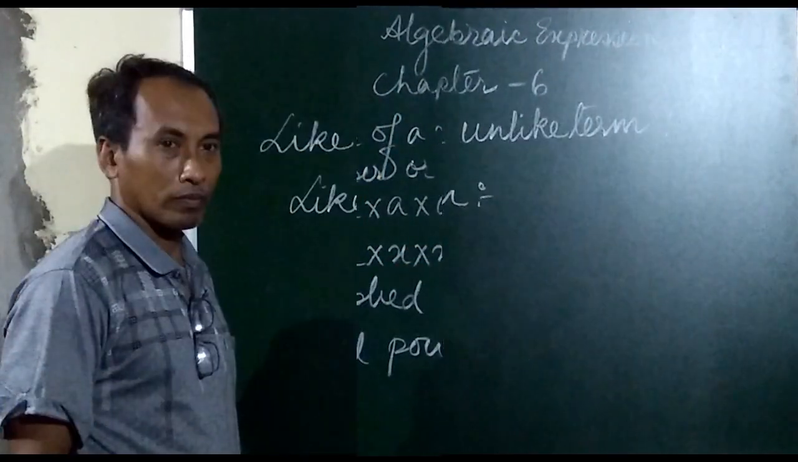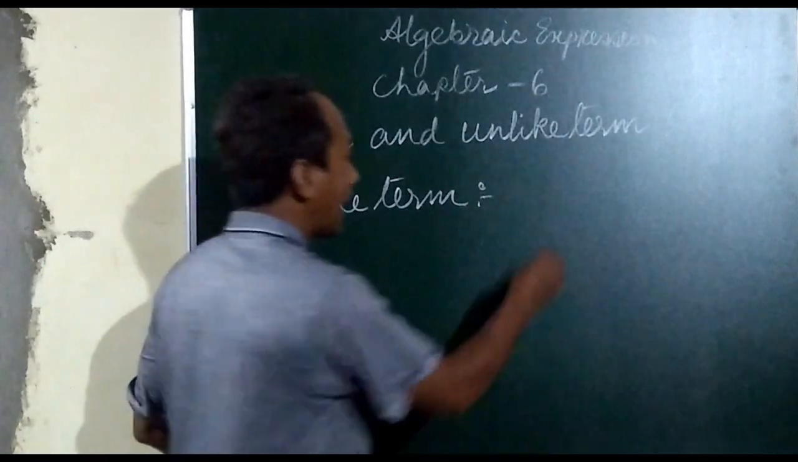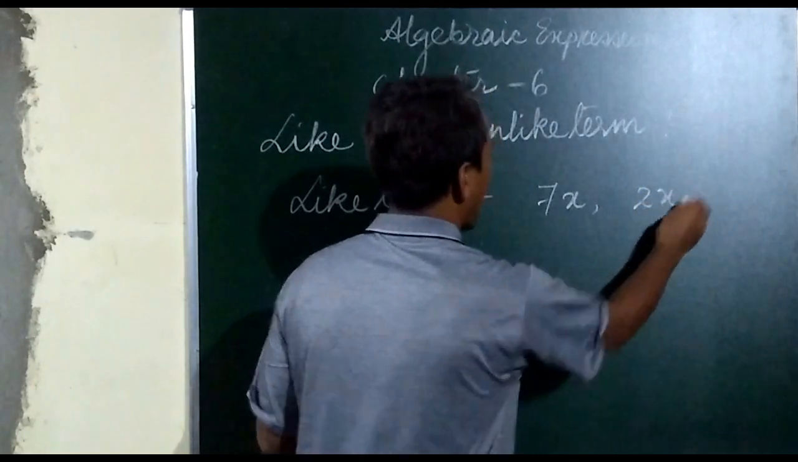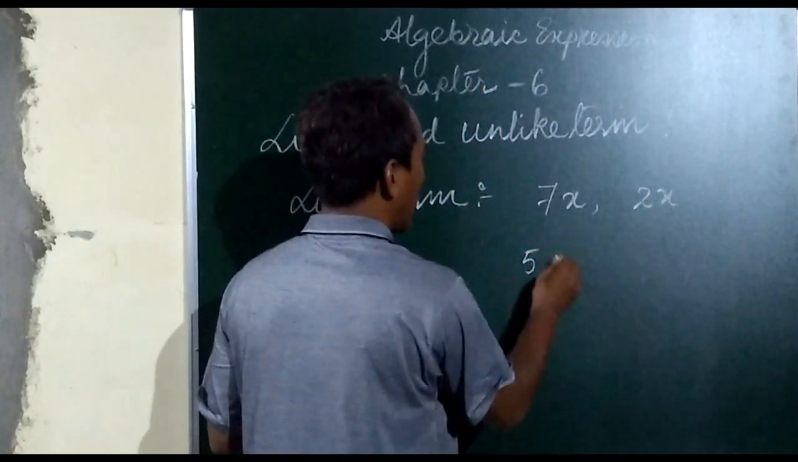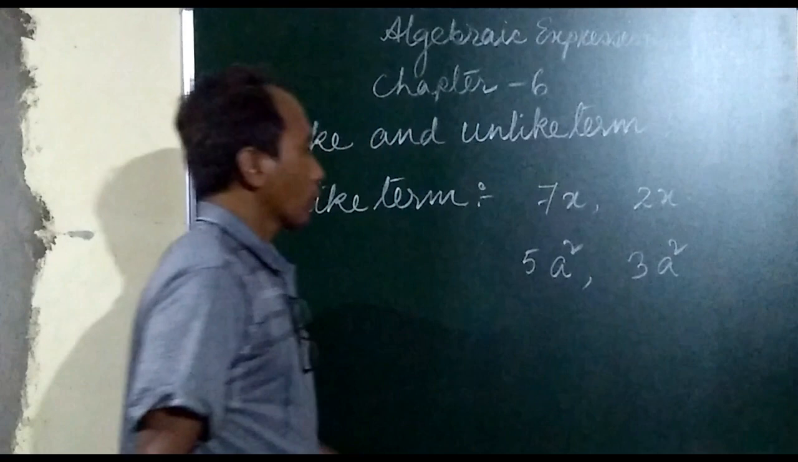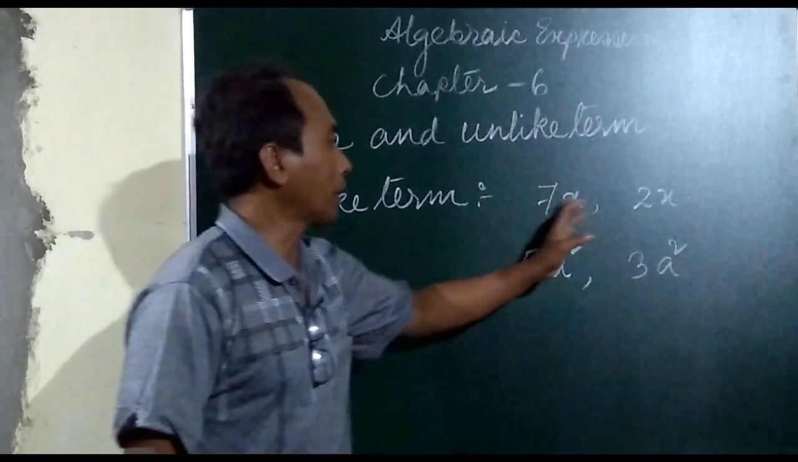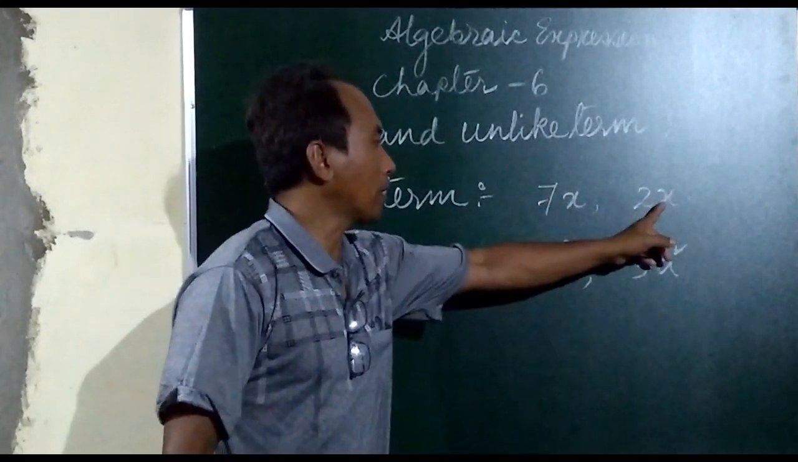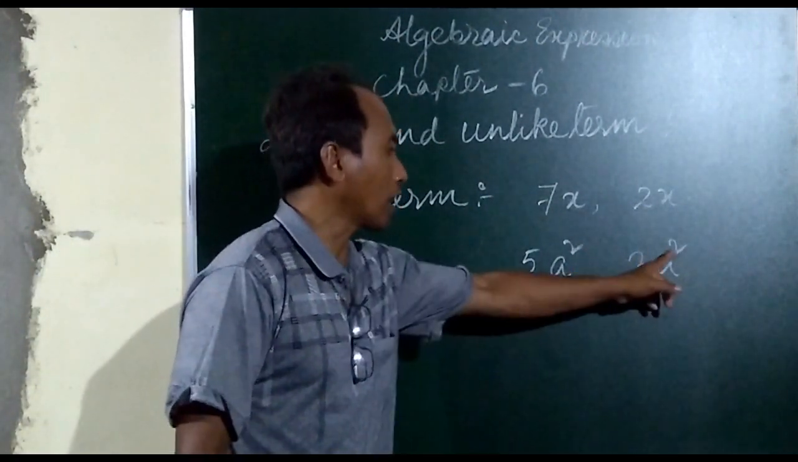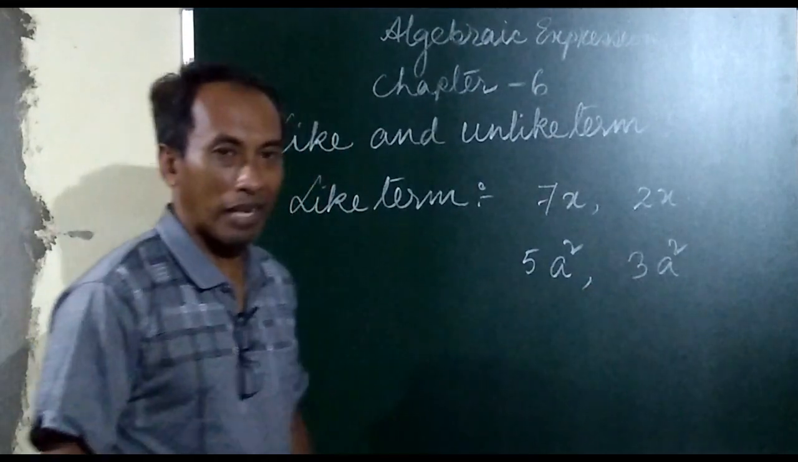So now we are going to study about the like terms. So what are like terms? If any literal numbers, suppose here 7x, 2x, or maybe 5a squared and 3a squared. So if the literal numbers are same, no matter the coefficient may be different, then they are called like terms. Here the literal number is also same and the power is also same. The literal number and the power also must be same, then they are called like terms.